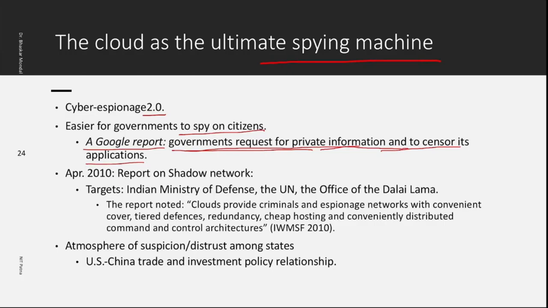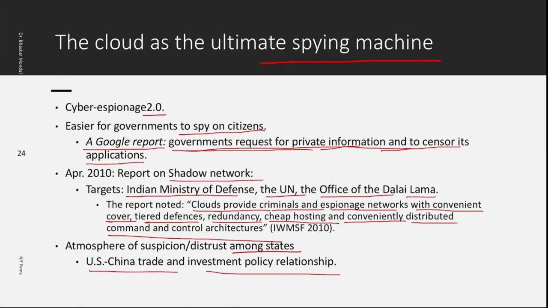Okay. In April 2010, a report of Shadow Network targeted India's Ministry of Defense, the UN, and the Office of the Dalai Lama. The report noted that the cloud provides criminals and espionage networks with convenient cover, tier defenses, and redundancy, cheap hosting, and a conveniently distributed command and control architecture. So there is an atmosphere of suspicion or distrust among states, like the US-China trade and investment policy relationship. So you can understand that there are many other important things related to cloud, mainly the spying over it.